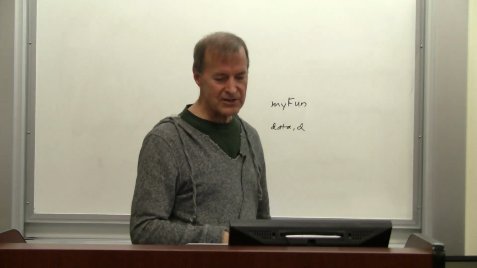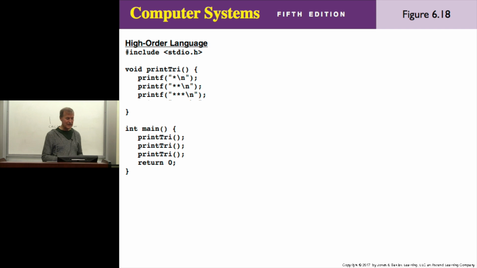Okay, so let's do an example. Here's figure 6.18. Figure 6.18 is a function with no local variables, no global variables, and no parameters. So what's on the runtime stack for this? No globals, no locals, and it's void. So what does the runtime stack look like?